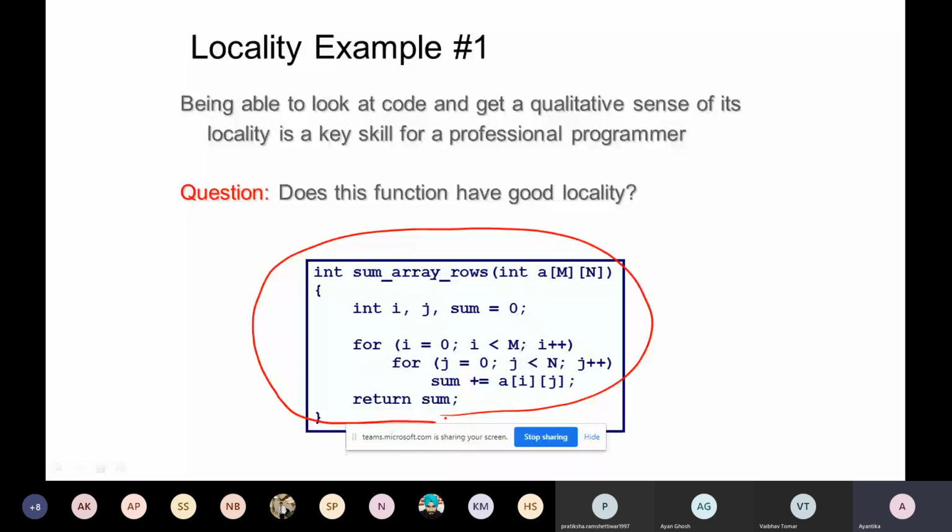You can see this is a sum array. It is based on the row-major idea. You are considering this array A with m rows and columns, and you start your execution for i equal to 0, i less than m, i plus plus, and you are traversing over the columns and doing sum plus equals a[i][j]. And then you are returning this.